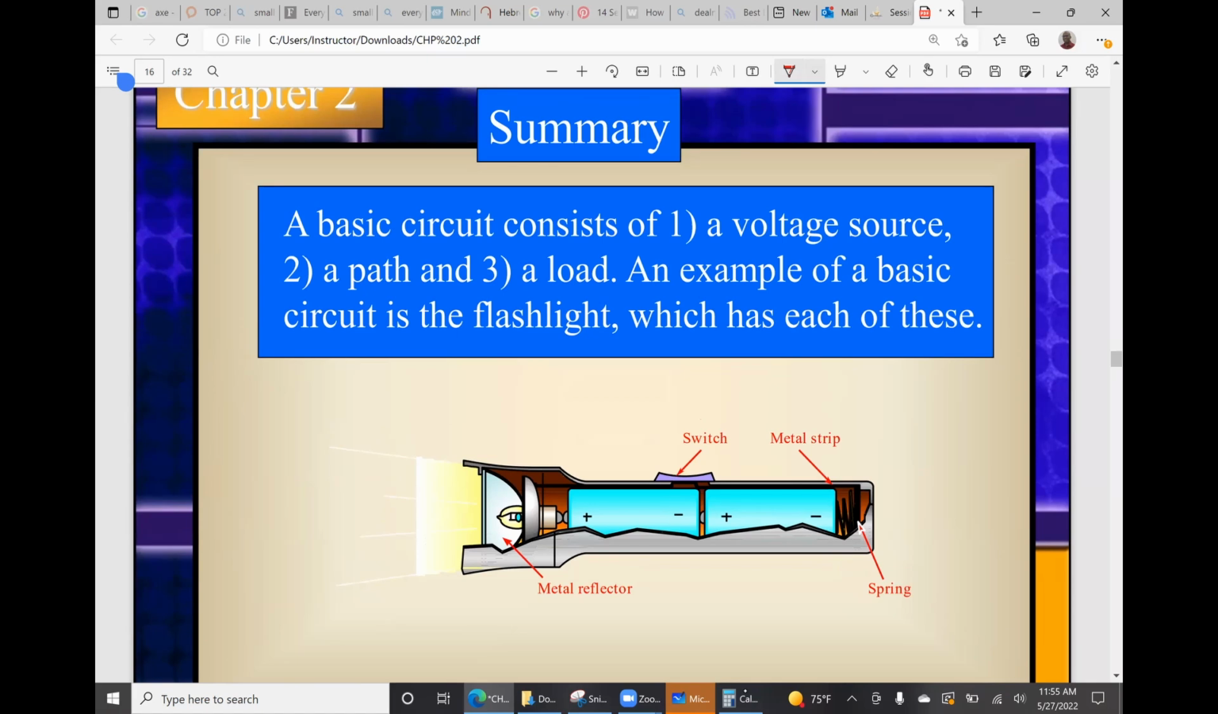So what is a circuit? A circuit, we said, is a closed path for current to flow. Closed path for current to flow. Now we said current has to do with the movement of charge, right? And we said that what are the charge carriers? The charge carriers are actually the electrons, right? So what is really moving in the circuit is actually the electrons.